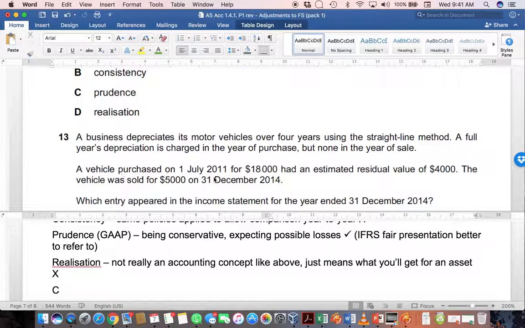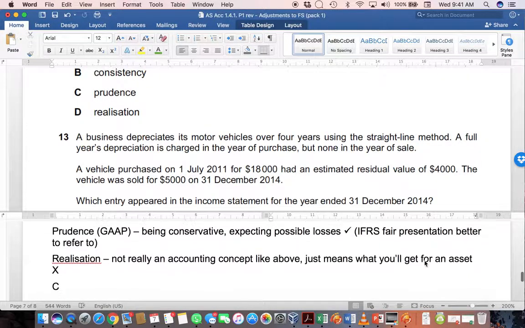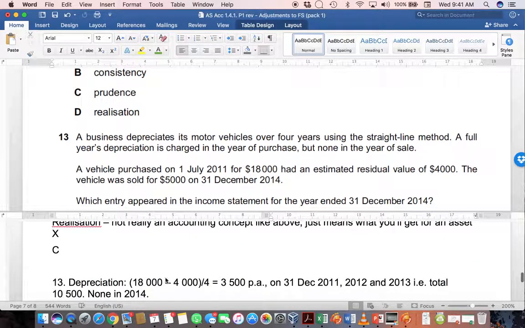A vehicle purchased on the 1st of July for $18,000 had an estimated residual value of $4,000. So you can now work out what the depreciation should be. You would need to start with your cost and then subtract the residual value, or what it will be worth at the end of those 4 years. So that means that you are going to use up or benefit from $14,000 worth of this asset. Divide that by 4 years, means that you will charge $3,500 per year depreciation on this particular vehicle.